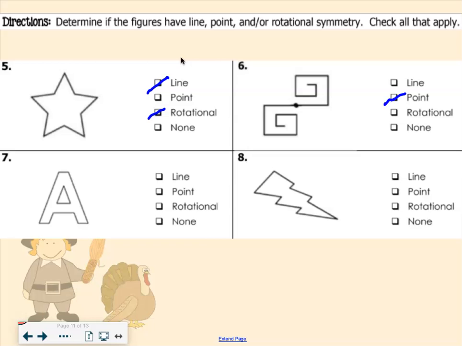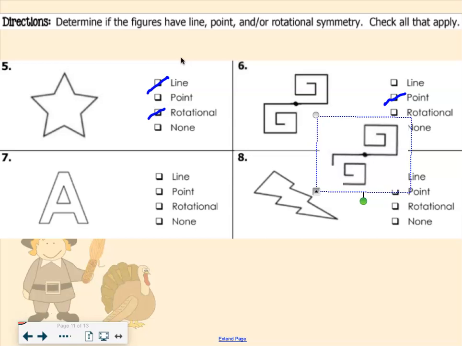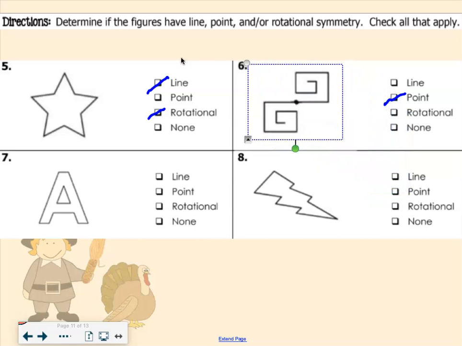Okay. Does it have point? Yes. Wait, can you explain point again? That's when you take it and just flip it upside down. Do I get the same thing? Oh, okay. Yep. And if it has point, we know it has rotational. It's a 2 for 1.